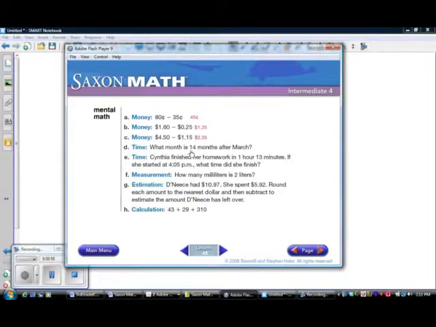Time. What month is 14 months after March? Well, you know that 12 months ahead, that's a whole year. It would be March again, right? So we just need 2 more months to make it 14 months. And what would that be?